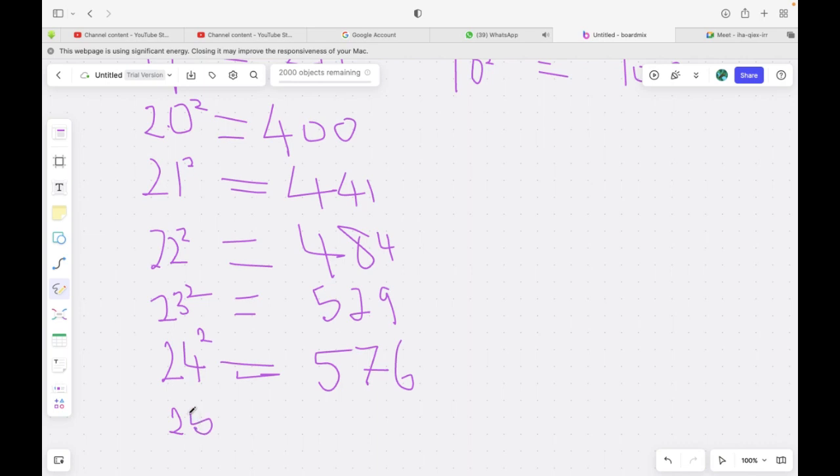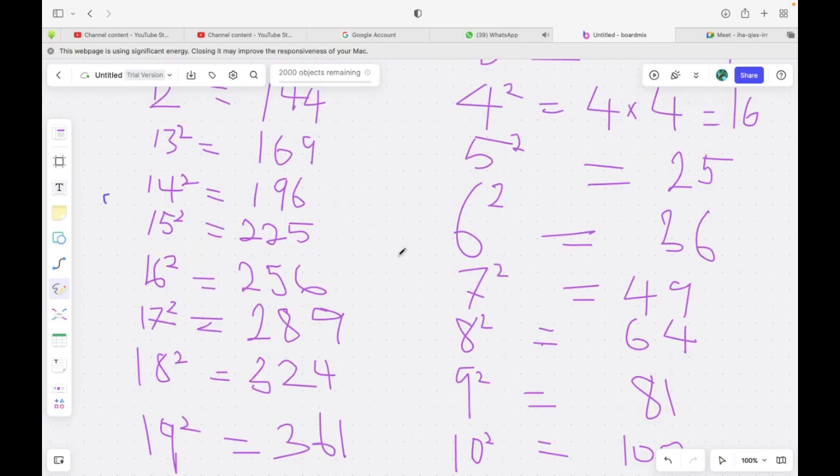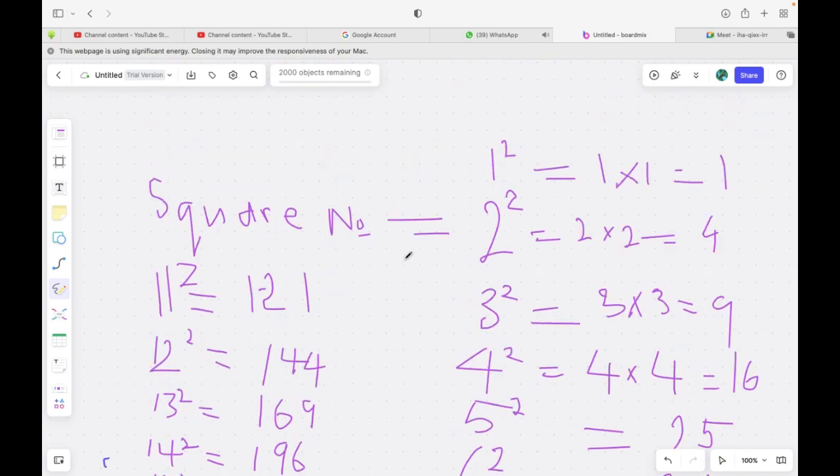25 square is 625. This one is very popular. So we need to know at least the first 25 or first 30 square numbers, right?